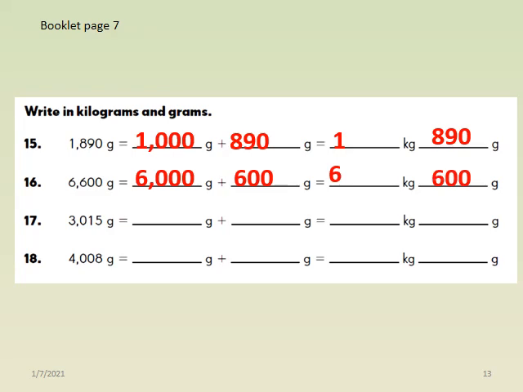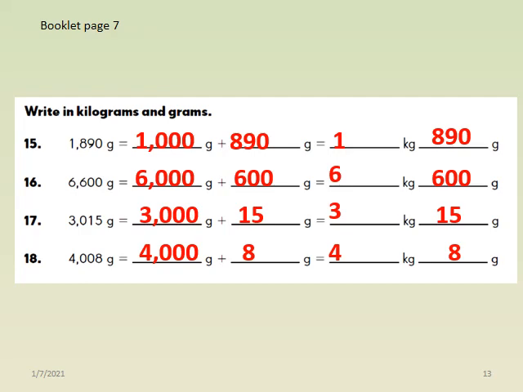Another example, 3,015 grams. I will take the thousands alone, it's the 3,000 grams, 15 grams. I will change the 3,000 grams into 3 kilograms and the 15 grams will be left here. The last one, again, split the thousands. We will have 4,000 grams and 8 grams. The 4,000 grams means 4 kilograms and 8 grams.